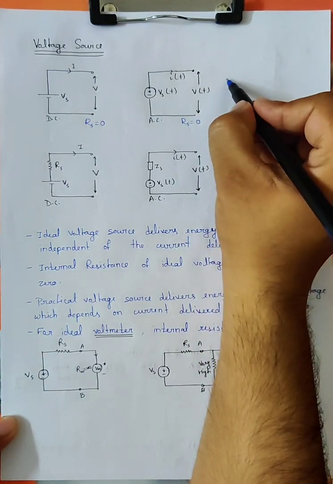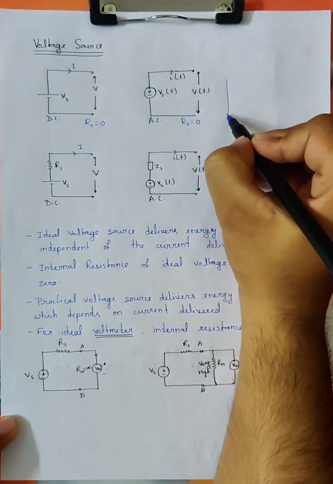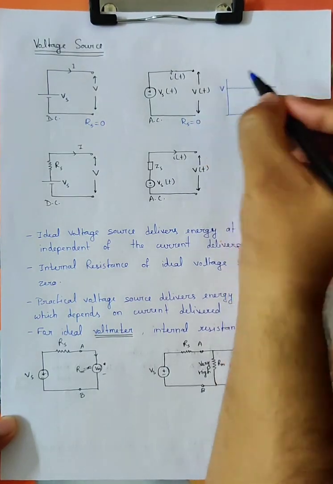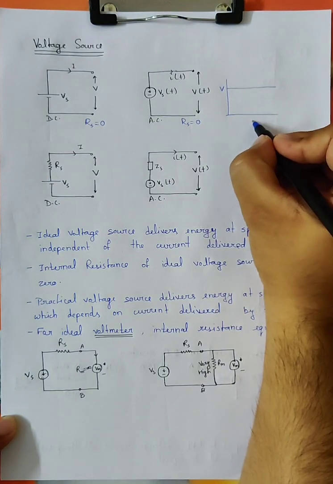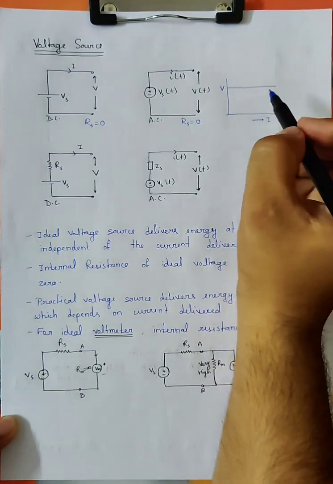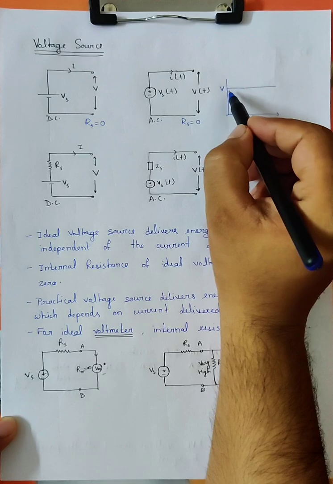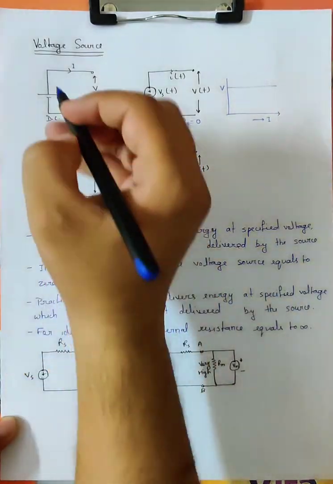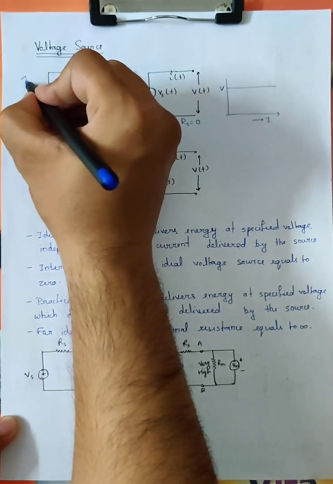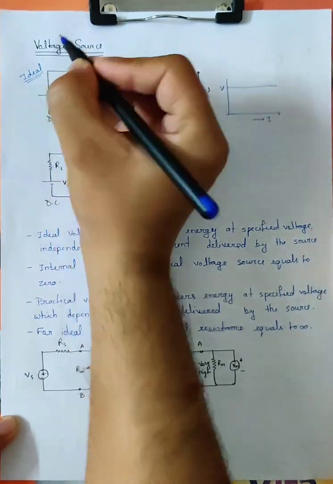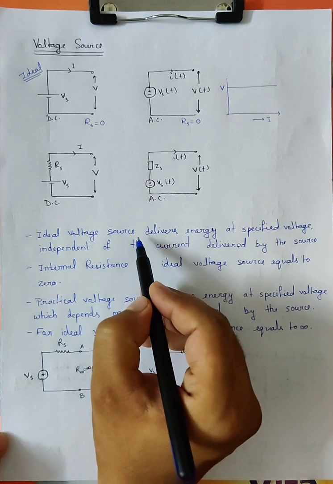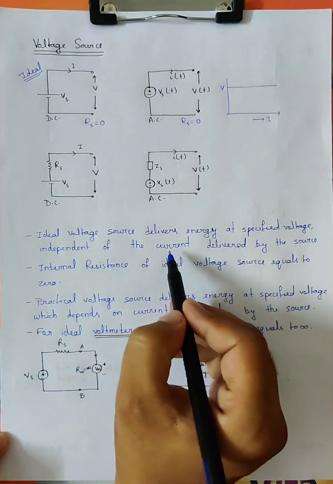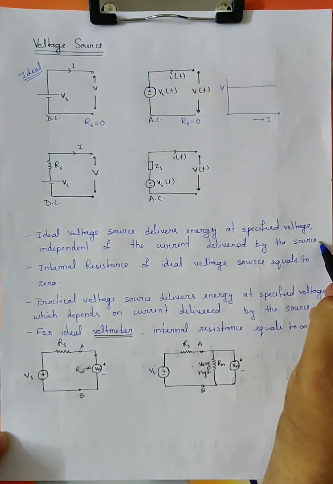So the characteristics for this voltage source will be like this: constant V. This is for I. From this characteristic we can see that the voltage is independent of the current supplied. This is an ideal voltage source. For an ideal voltage source, the delivered energy at a specified voltage is independent of the current delivered by the source, as we have already discussed.